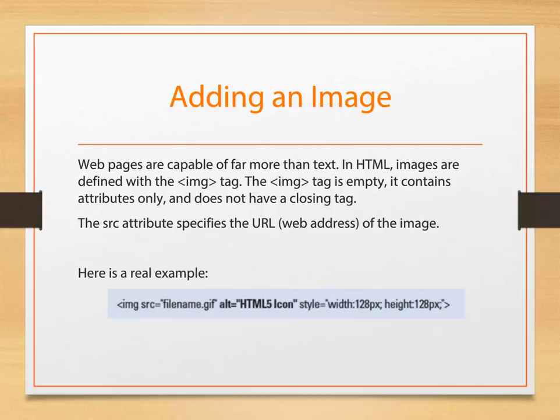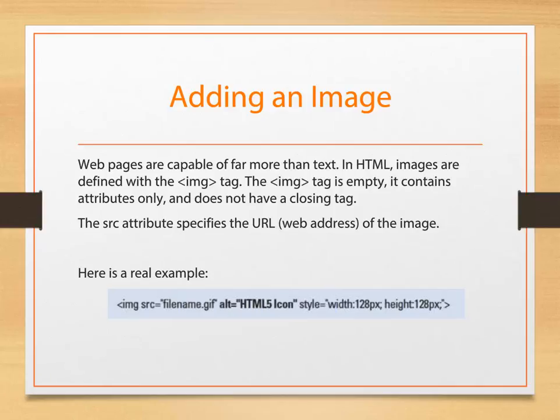So if we go over the markup for the image tag, we'll see that the image source is the URL, the alt needs to be some type of text, and the style is the width and the height. Now be careful in responsive design about identifying your width and height, because then you will limit your image and it won't respond to different devices. Here's a real example where the image source equals filename.gif, the alt is HTML5 icon, and in the style we have labeled the width and the height.